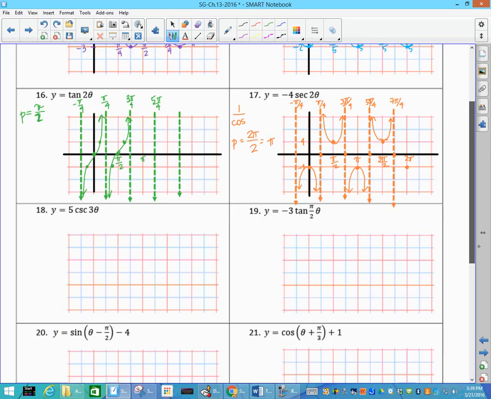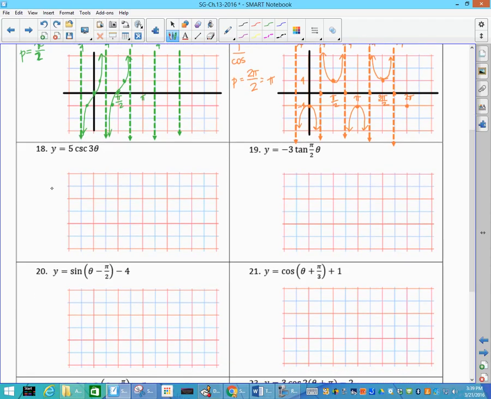All right, moving on. Cosecant. Cosecant is 1 over the sine. My period is going to be 2 pi over that b, which is 3. So I'm going to draw my axes. And this time I'm going to go out 4 tick marks and label it 2 pi over 3. 1 pi over 3, 3 pi over 3, 4 pi over 3. And I think that's enough.